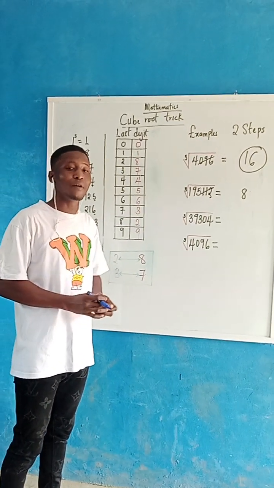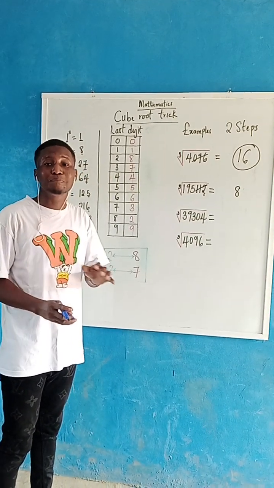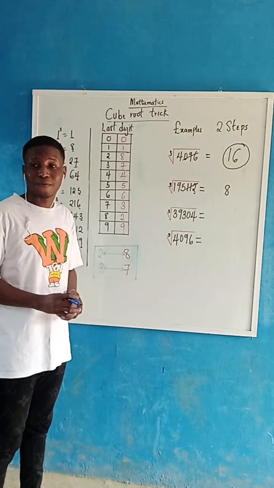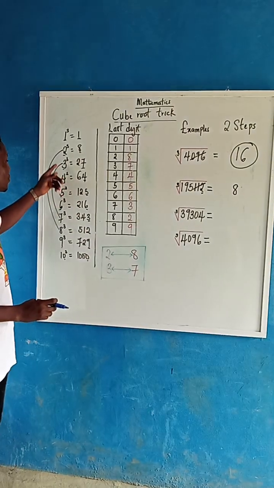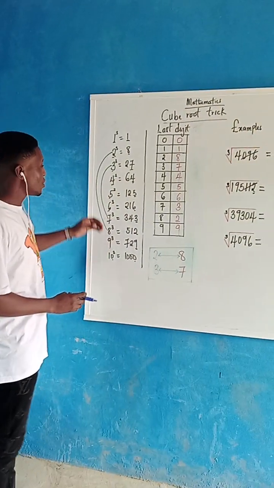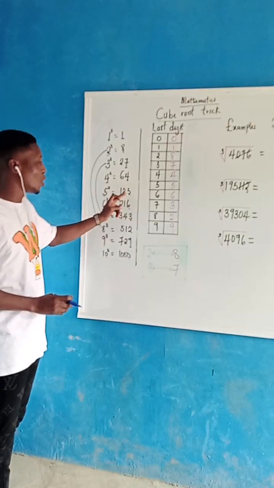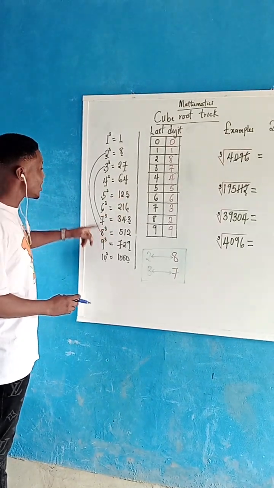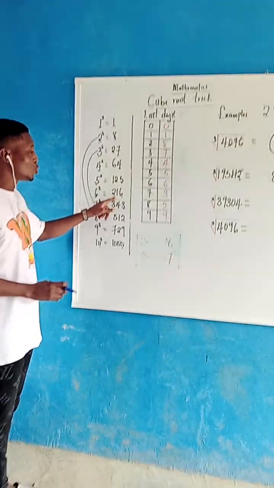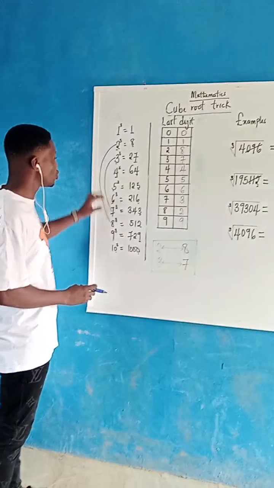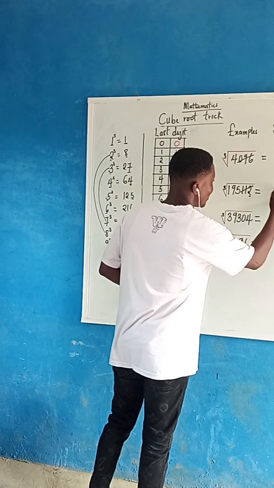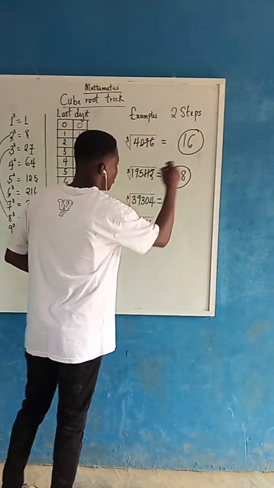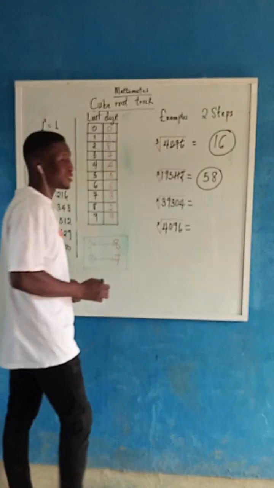So we need the cube of a number that is not bigger than 195, but it is closer to 195. So when you look at the table, we have 5 raised to the power 3 will give us what? 125. And then 6 raised to the power 3 will give us what? 216. So which means we are going to pick 5 raised to the power 3, which gives us 125. So our answer here is 58. So the cube root of this number is 58.